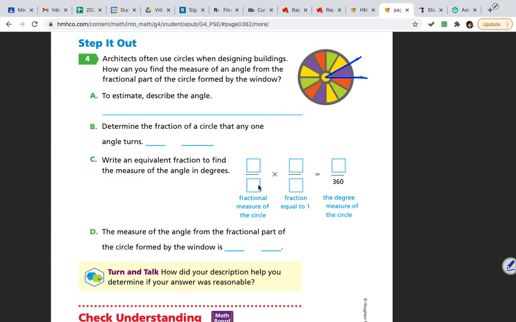All right, A, to estimate, describe the angle. What kind of angle is that? Is it an acute, right, obtuse? It is an acute angle. It's acute. We can look at that and we know it's less than 90 degrees.